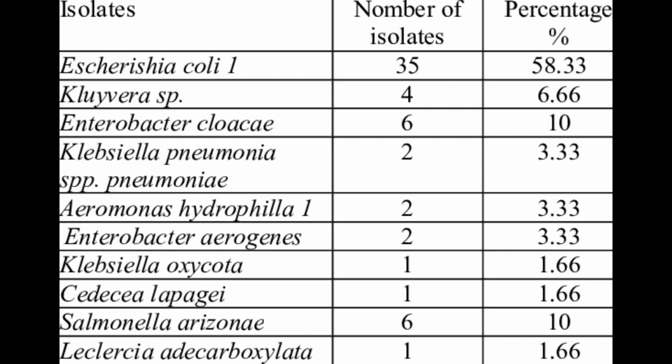In Providencia rettgeri, their H2S is negative, while their ODC is negative. Their indole is positive, and their citrate is positive. In Morganella morganii, their H2S is negative, their ODC is positive, their indole is positive, and their citrate is negative.